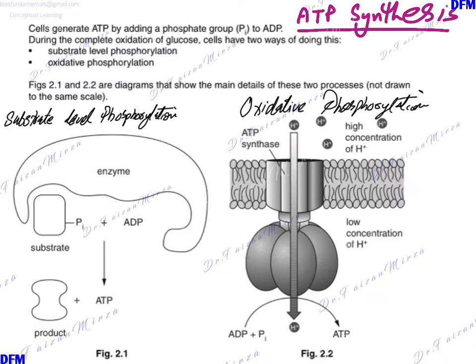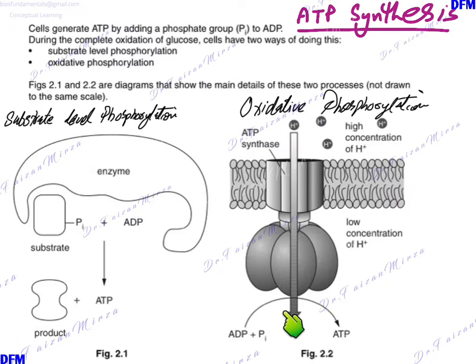ATP is also produced using oxidative phosphorylation. Oxidative phosphorylation sums up 2 processes: the electron transport chain and chemiosmosis. We'll be discussing the electron transport chain later. This membrane here is the inner membrane of mitochondria. This membrane protein is called ATP synthase. This ATP synthase is an enzyme that can add ADP and Pi together to form ATP.